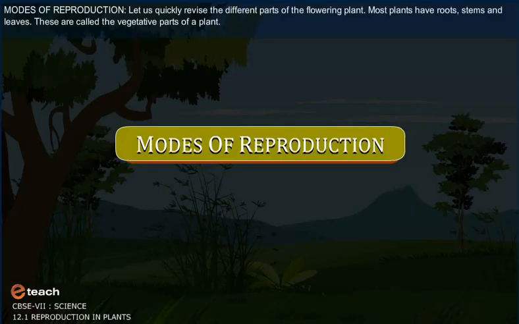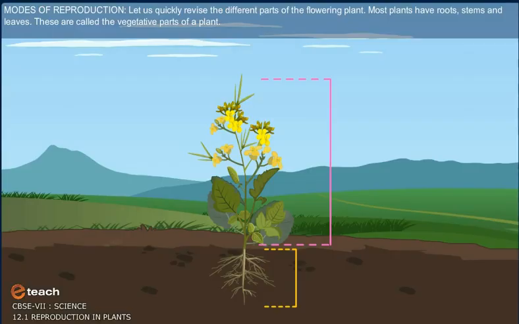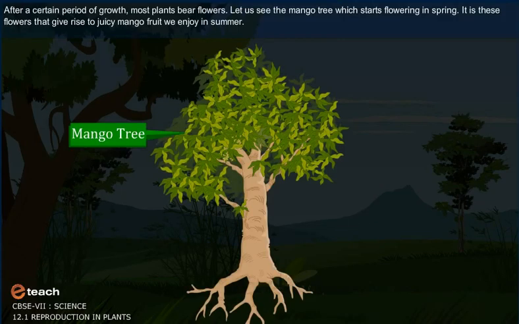Modes of reproduction. Let us quickly revise the different parts of the flowering plant. Most plants have roots, stems, and leaves. These are called the vegetative parts of a plant. After a certain period of growth, most plants bear flowers.